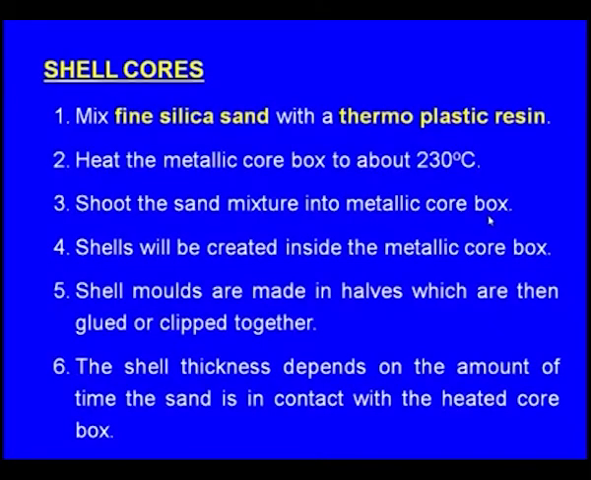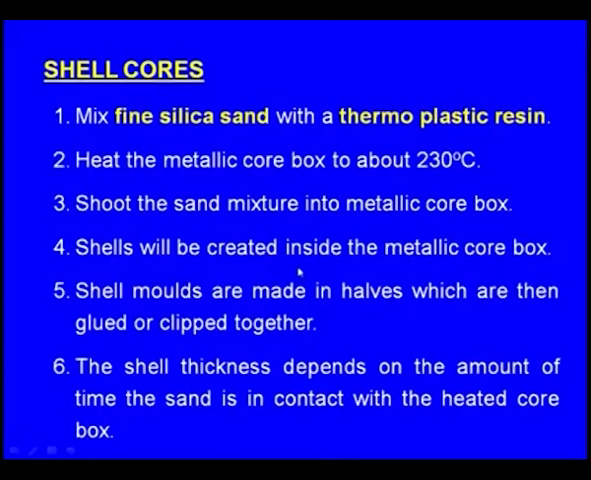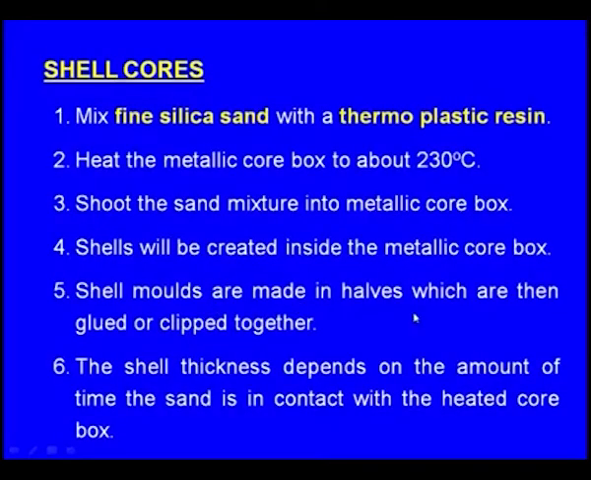Now, what happens when we shoot the sand mixture into the metallic core box, which is heated to about 230 degrees centigrade? Shells will be created close to the cavity surface, because the sand will be hardened as the metallic core box is heated above 230 degrees centigrade. Shells are made in halves, which are then glued and clipped together. If we want a cylindrical core, two halves will be made, and these two halves will be clipped together or glued together.